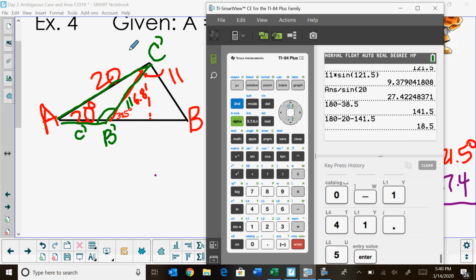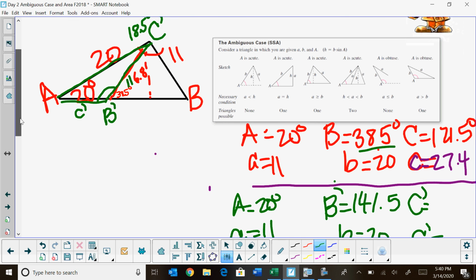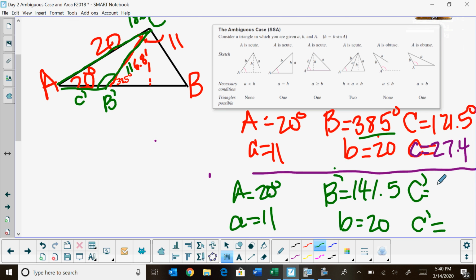Ooh, C is tiny. C is 18.5 degrees. So what does it tell us about side c? Side c is going to be smaller than 11. This angle is 18.5, and that's smaller than A, therefore the side c is going to be even smaller.